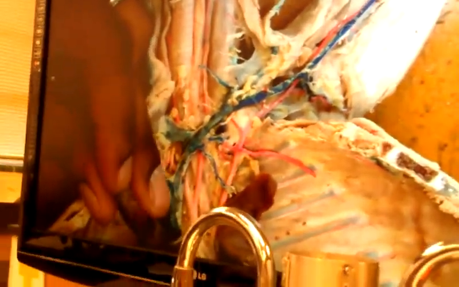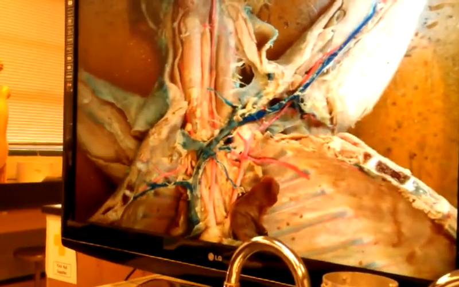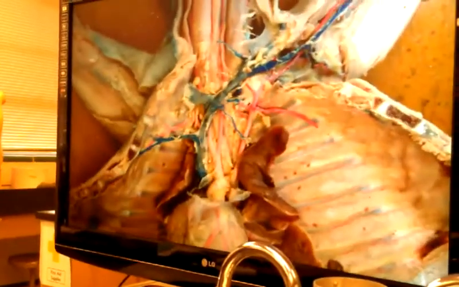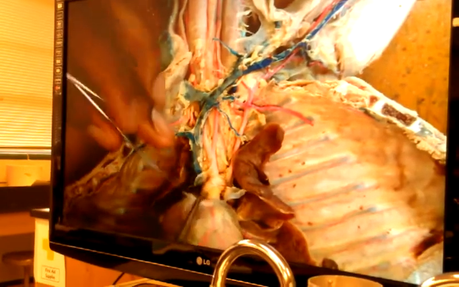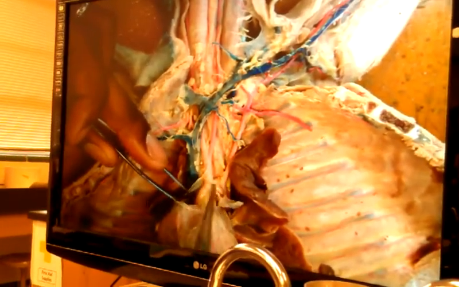Coming out of the heart. Look at what we got. Coming out of the heart, Mr. Gilmore. If you look at this coming out of the heart, this right here is called the ascending aorta. Ascending aorta. Then it becomes the aortic arch.